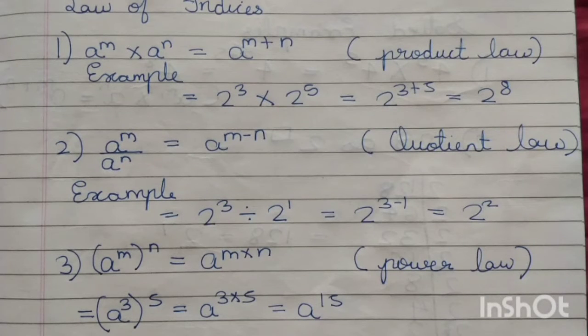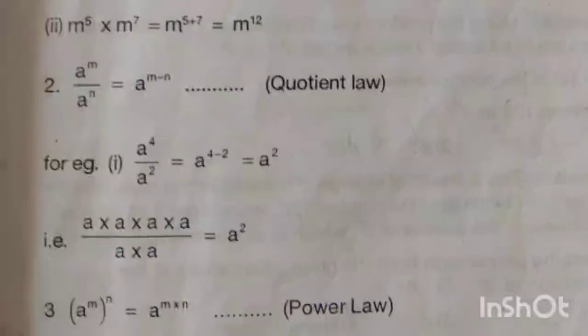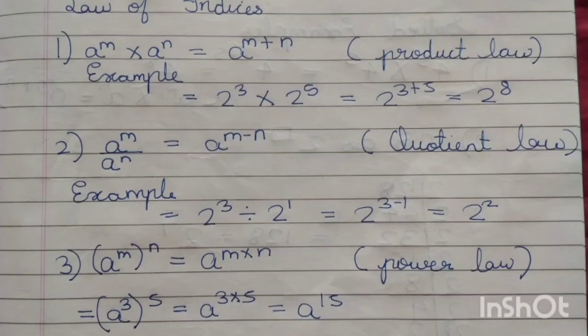Now the second law, that is the quotient law. The quotient law is in division form: a to the power m divided by a to the power n equals a to the power m minus n. So it is just the opposite of the product law. Again the bases are the same, a, just their exponents are different, m and n, and they are being divided. Whenever two numbers with the same base are divided, the result is the base number and you subtract the exponents.